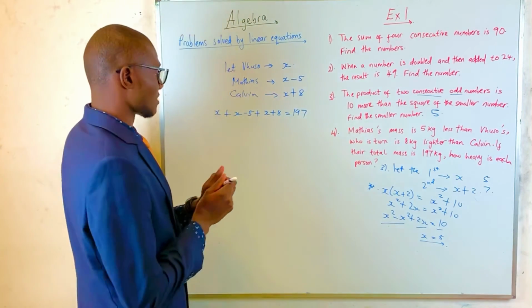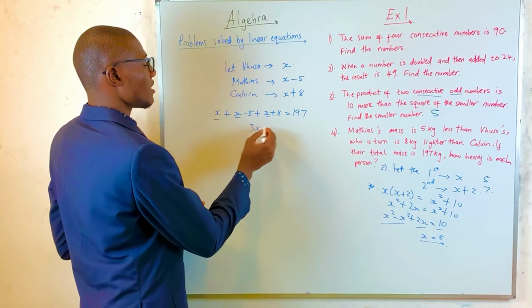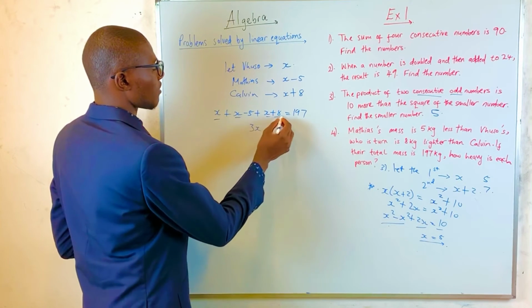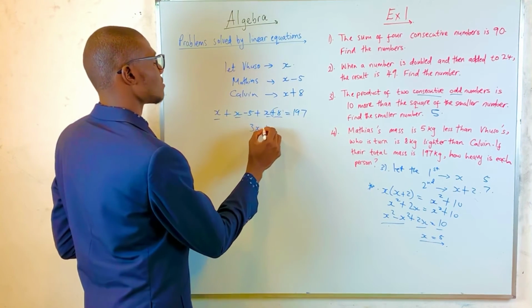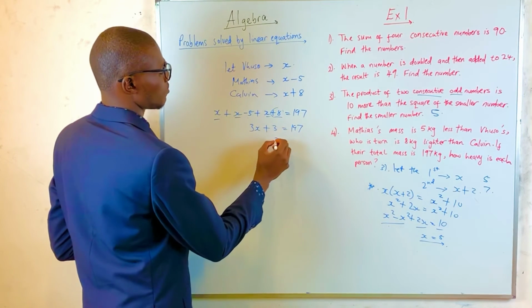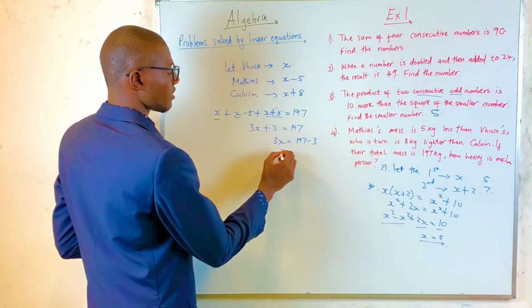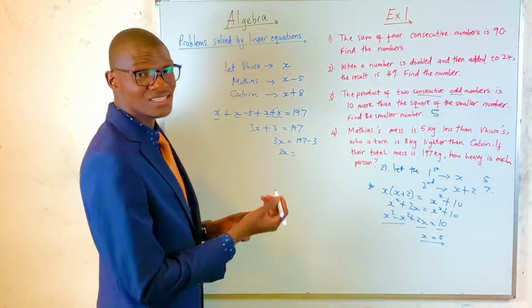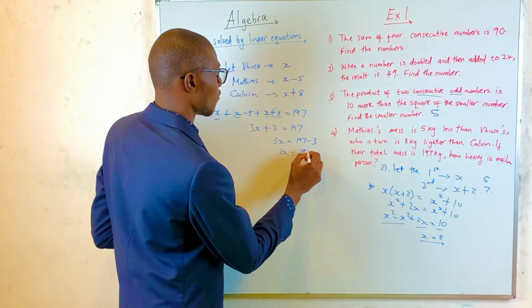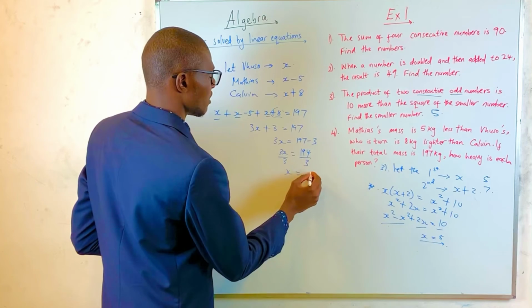simply solving for x. So x plus x plus x, that will give us 3x. And then if you group like terms, we've got 8 minus 5, which is plus 3, to give us 197. So 3x is equal to 197 minus 3, that's 194. So if we divide both sides by 3, x should be equal to 64 and 2 thirds.